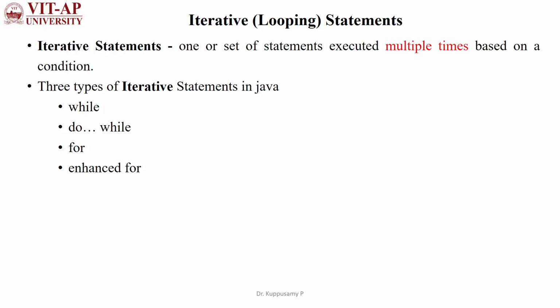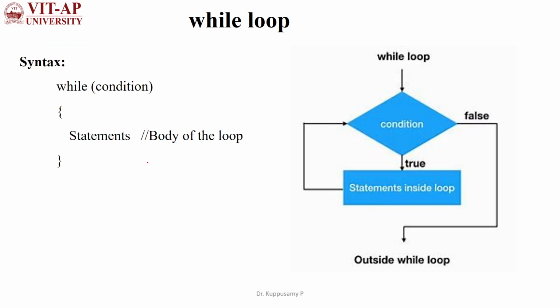Hi, in this video we will discuss iterative statements in Java programming. Iterative statements have one or a set of statements which are executed multiple times based upon the given condition. There are different types of iterative statements: while, do while, for, and one more in Java programming, the enhanced for loop. Here the first one is the while loop.